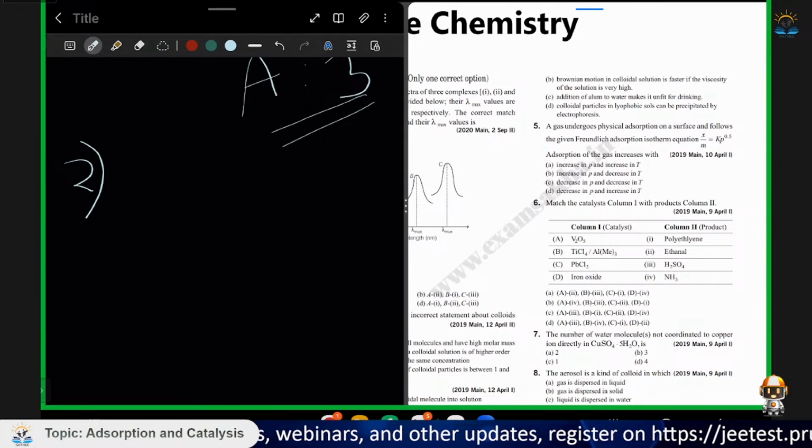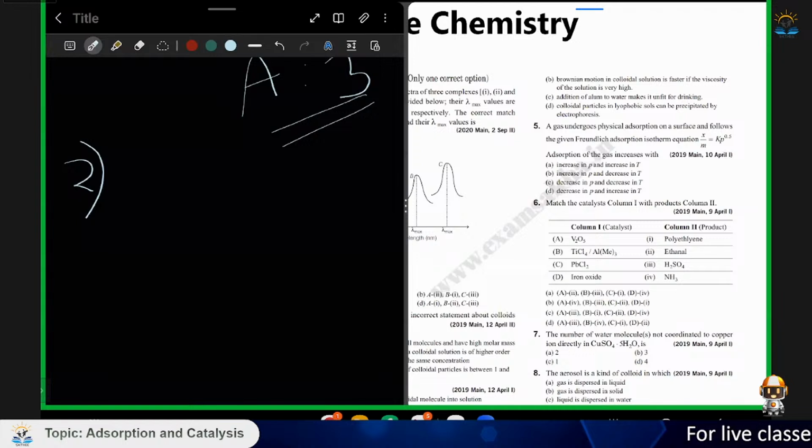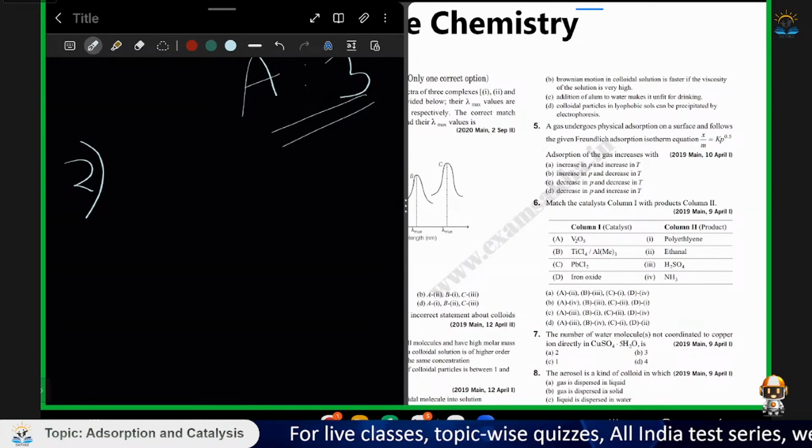The gas undergoes physical adsorption on its surface and follows the Freundlich adsorption isotherm. Your n is 0.5. Adsorption of gas increases with temperature? The Freundlich adsorption isotherm is based on physisorption. So for adsorption to increase, there should be a decrease in temperature. And your x is the mass of molecules adsorbed, and m is the total mass of the adsorbent. So if pressure increases, x increases, adsorption increases.